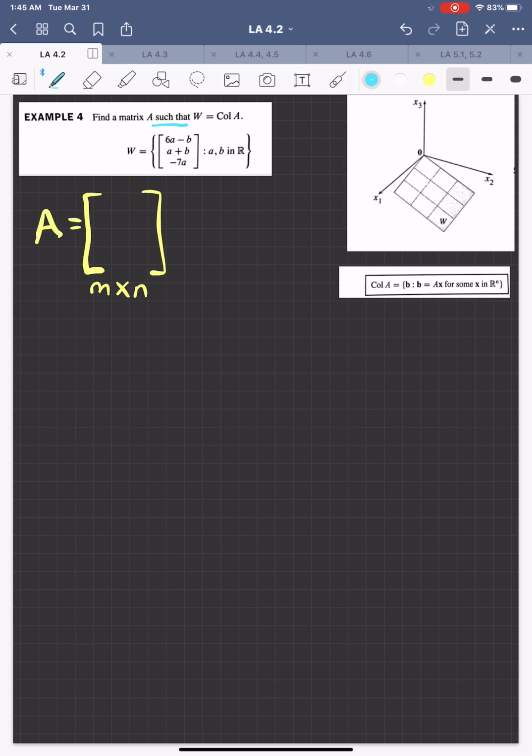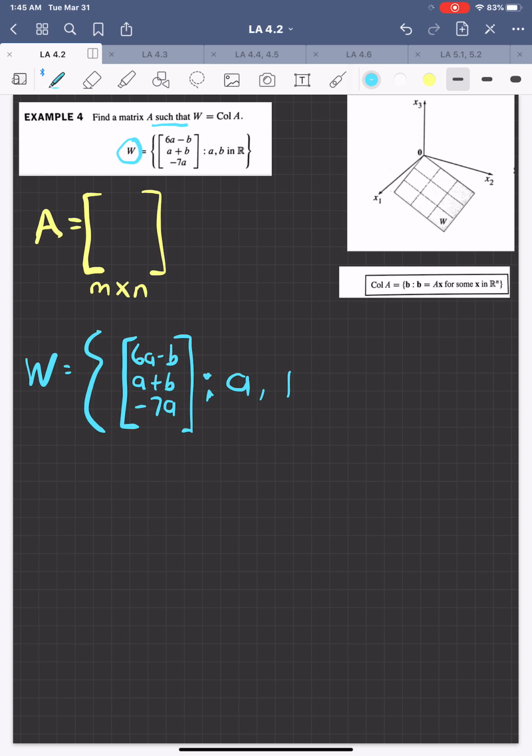Okay. Well, what is W? Here, they went through and defined W for us. So let me write that and make sure we can understand it. W is equal to the set of vectors where each vector would have 6a minus b for its first row, a plus b for its second row, and negative 7a for its third row. And they tell us a and b are real numbers.